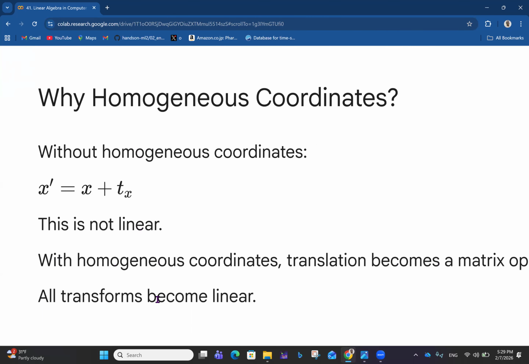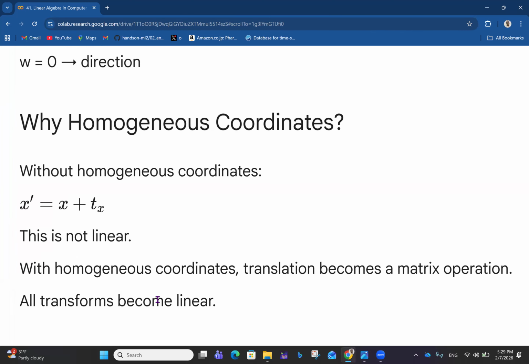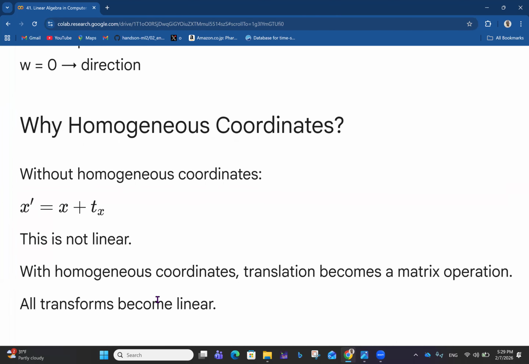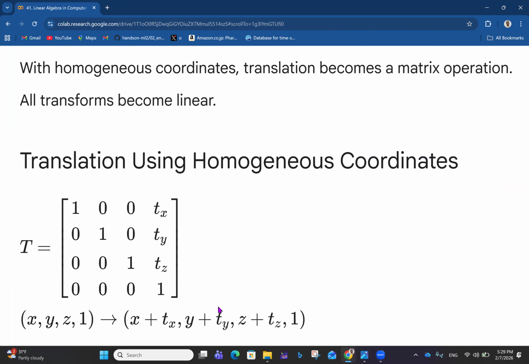So now the question is, why do we talk about homogeneous coordinates? Without them, we have x prime equals x plus t sub x, and this is not linear. With homogeneous coordinates, translation becomes a matrix operation. So all transforms become linear in that case, and it's easier to handle things. I mean, matrices operate in the realm of linear algebra for sure.